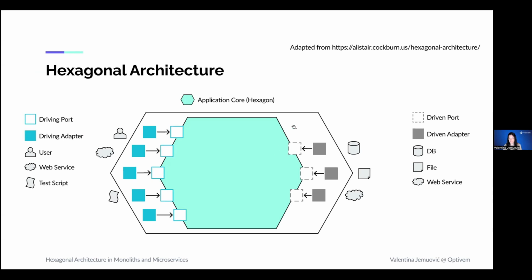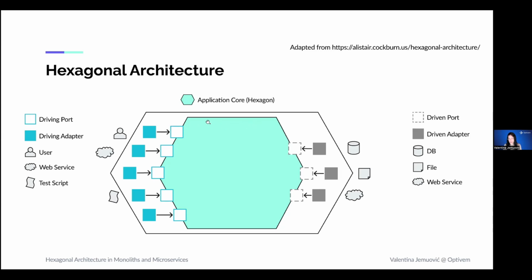This is a short diagram illustrating what hexagonal architecture looks like. On the left-hand side, we have users who want to use our application, and we can also have external web services which may need to communicate with our application. And we can also have test scripts. So these are the primary actors. Now, to interact with our application, we make adapters suitable for the type of actor. For example, for users, we may need to make a UI, and for web services, we may need to expose a REST API so that they can communicate with us. So these are the driving adapters within hexagonal architecture.